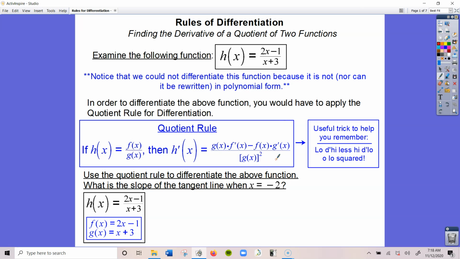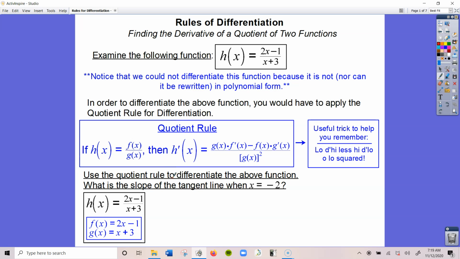Now, I remember it in this way. I use this trick, which my calculus teacher taught me in high school, which was "low d high less high d low, over low squared." So it's kind of like a little song. Low representing the denominator, high representing the numerator. So low, the denominator, times the derivative of the numerator, less, minus, high, the numerator, times d low, the derivative of the denominator, over the denominator squared.